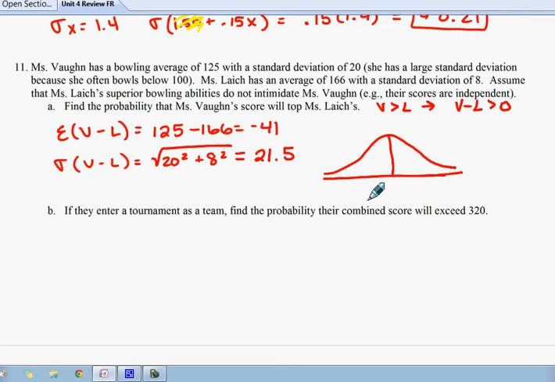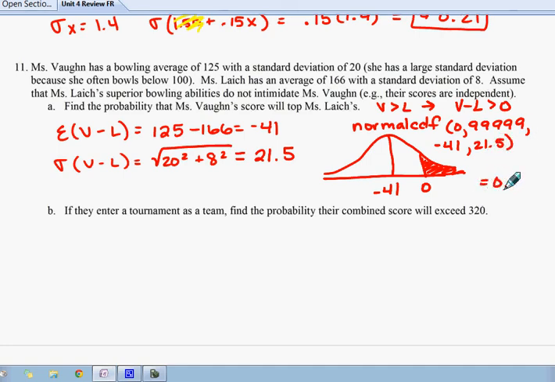So here's my mean. Standard deviation is 21.5, so that's just shy of 2 standard deviations away. So I'm going to put it right here for 0. And greater than is shading over here. So this is the normal CDF going from 0 to some big number with a mean of negative 41 and a standard deviation of 21.5. That happens with 0.0283 for probability.